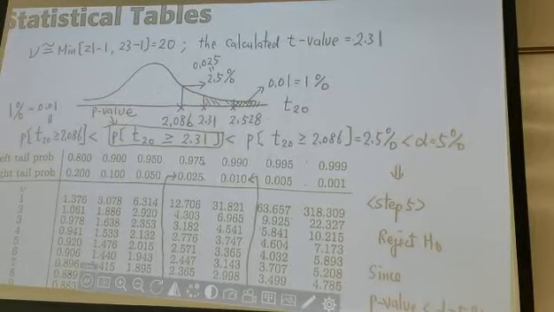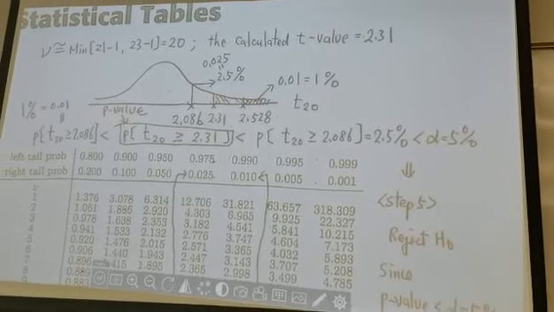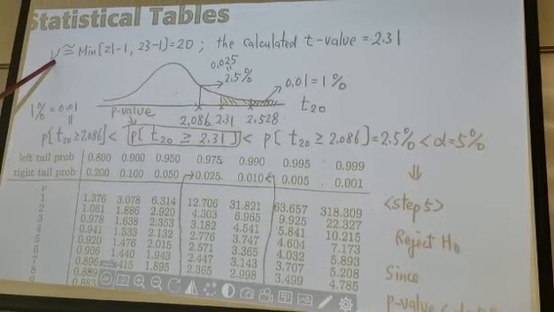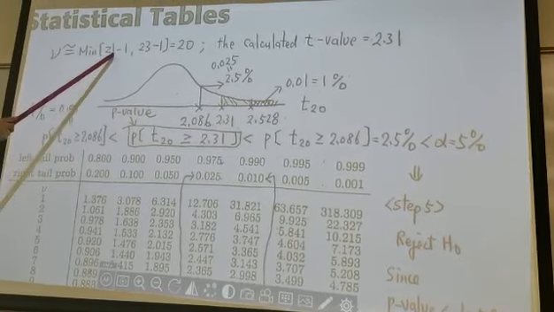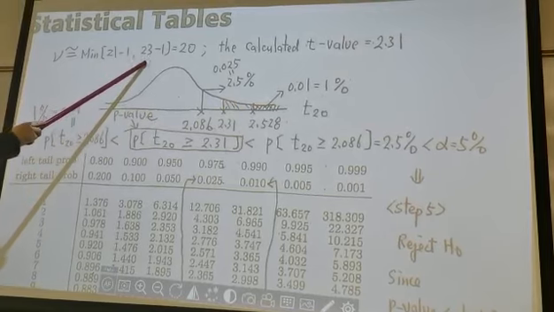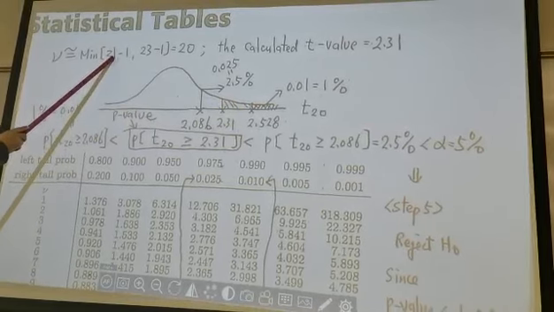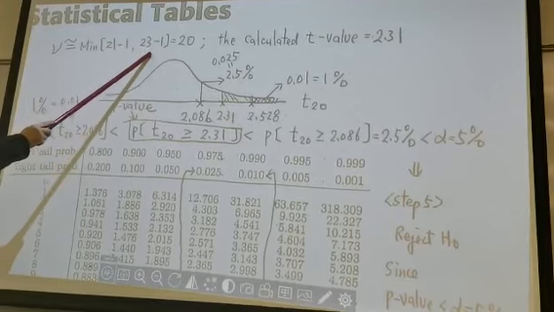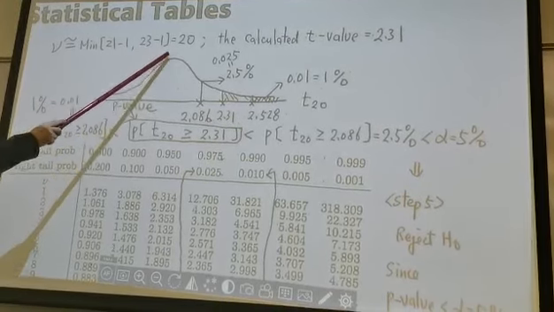Okay, let's try this table, okay? We know degree of freedom is the minimum of what? Nx minus 1 and ny minus 1. Nx is 21, ny is 23. Both minus 1 become 20 and 22. The smaller of the two is 20.